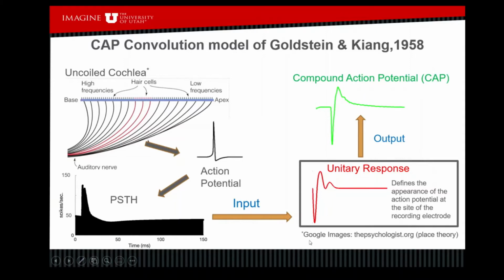This convolution model is characterized by what is known as a unitary response, which can be thought of as an impulse response of the system describing the changes that occur to the peristimulus time histogram between the auditory nerve and the electrode sites, which are commonly located at the round window or the tympanic membrane. I should emphasize here that in our simulations, we took into account multiple peristimulus time histograms to account for all the CFs in the cochlea in order to get an accurate prediction of the human CAP.